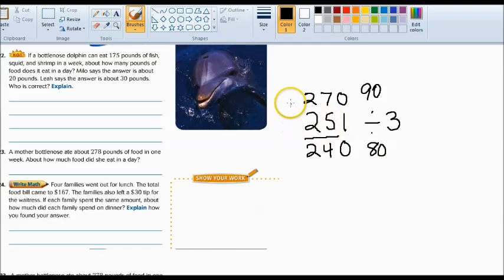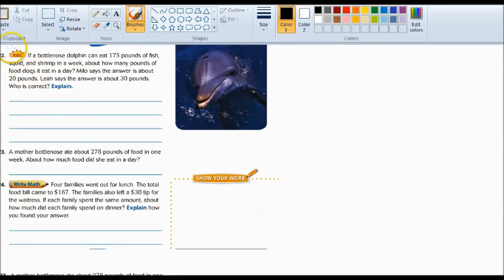Which of these compatible numbers is closest to 251? Well, here we're adding 19 to get to 270, and we're only subtracting 11 to get to 240. So 240 is closer, so therefore 80 would be our best estimated quotient for 251 divided by 3.